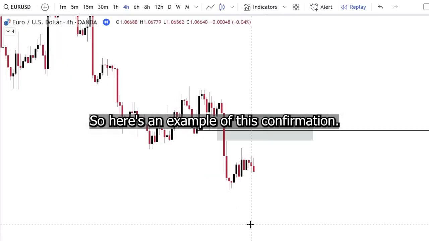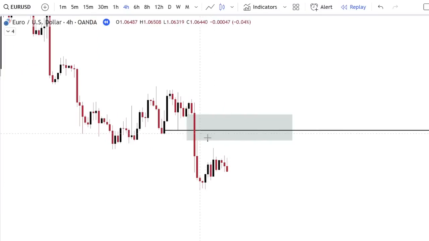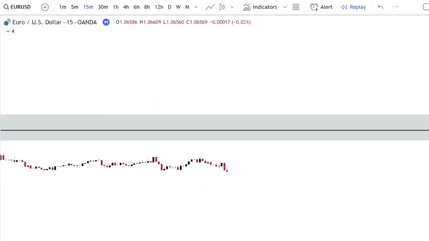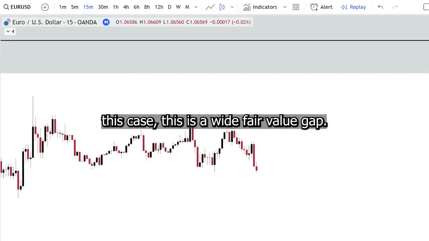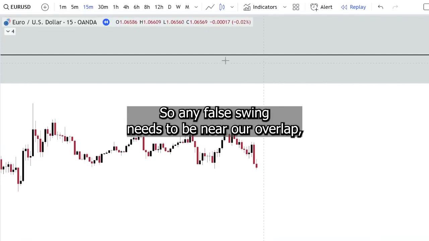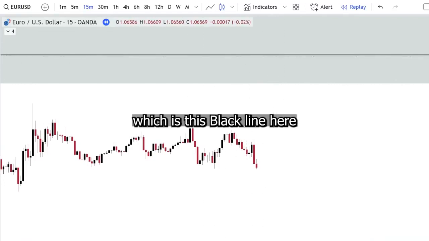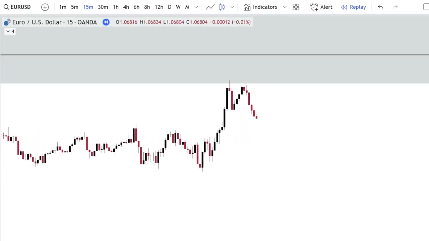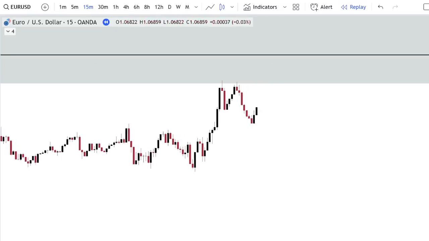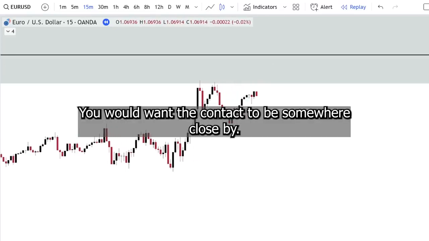So here's an example of this confirmation. So here you have your overlap fair value gap. Now let's go on to lower time frames. And in this case, this is a wide fair value gap. So any false swing needs to be near our overlap, which is this black line right here. Again, we wouldn't count these just because of how wide our fair value gap is. You would want the contact to be somewhere close by.